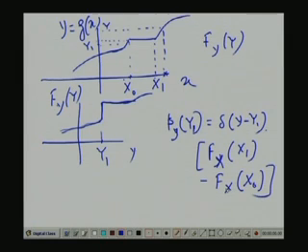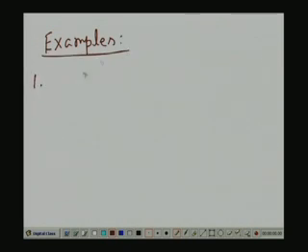This is a word of caution. Now, we take some examples. One, y equal to g x equal to a x plus b.